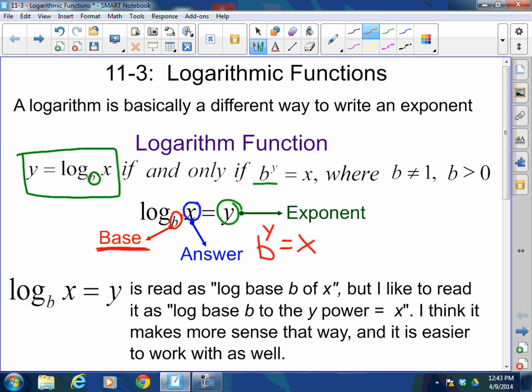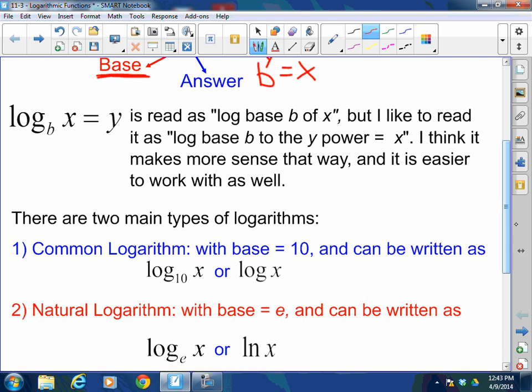People look at this and they're like, oh my God, it's so crazy. It's not that bad at all, as long as you understand how to read it. Log base b of x equals y is read log base b of x. Okay? I like to read it a little bit differently. I like to read it log base b to the y power equals x, because it's b to the y power equals x. But this is technically read log base b of x equals y.